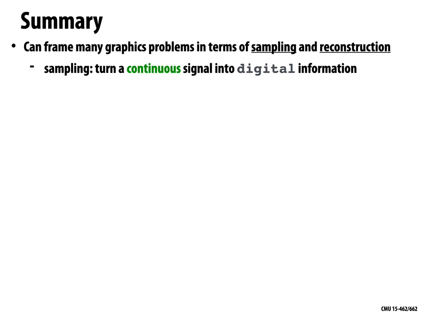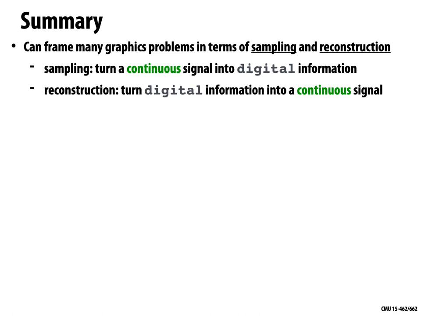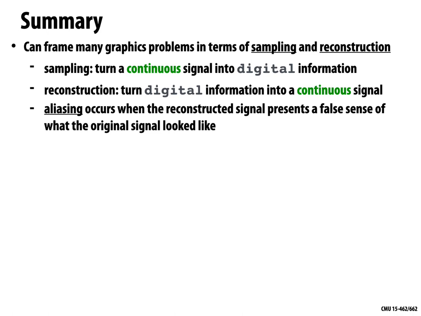Okay. Overall today, what we saw is that we can frame a lot of problems in computer graphics in terms of sampling and reconstruction. Sampling is the process of turning a continuous signal into digital information. Reconstruction is going the other direction. We have the sampled digital information, and we want to turn it into a continuous signal. Aliasing occurs when there's a mismatch, when the reconstructed signal presents a false sense of what the original signal actually looked like. We can frame rasterization as a sampling problem, right?